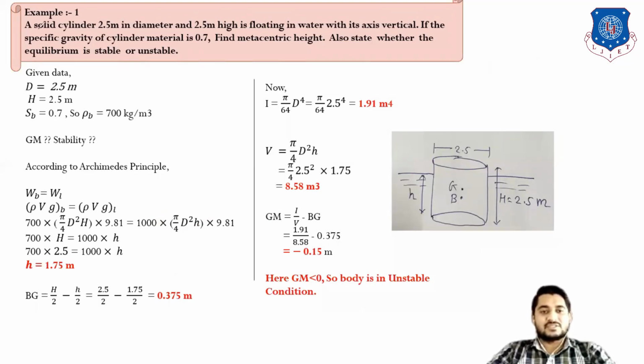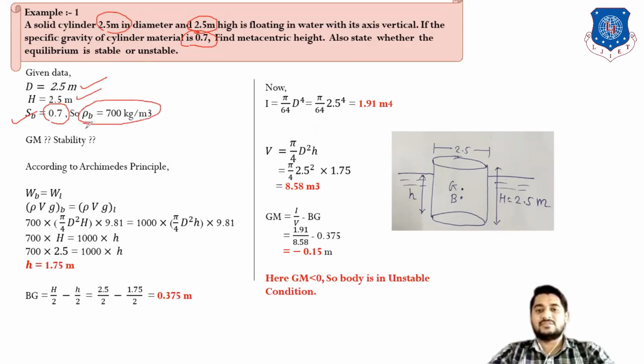So here, one simple example is given. A solid cylinder of 2.5 meter diameter and 2.5 meter height, so capital H, the height of the full body, is 2.5 meter, is floating in water with axis vertical. If the specific gravity of the cylinder material, that means S of body, is equal to 0.7, so you can say rho of body is equal to 700 kg per meter cube. Find out the metacentric height Gm and also state whether it is in stable equilibrium or not. That means check its stability.